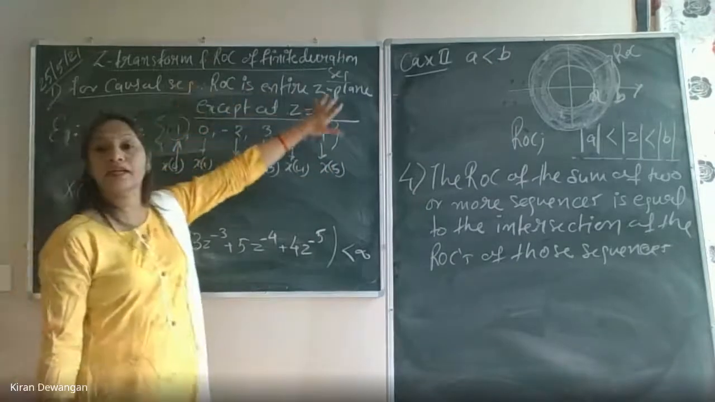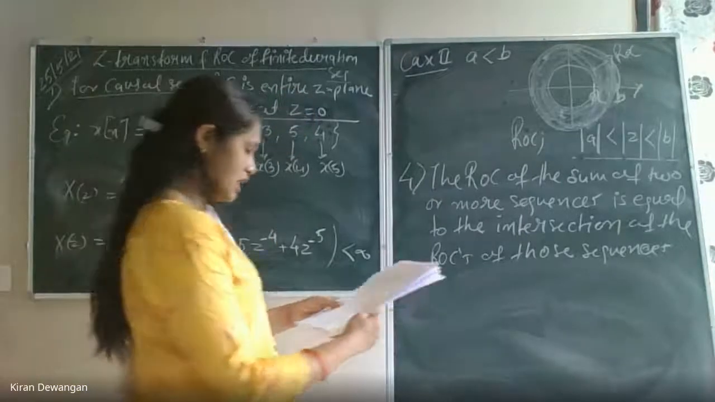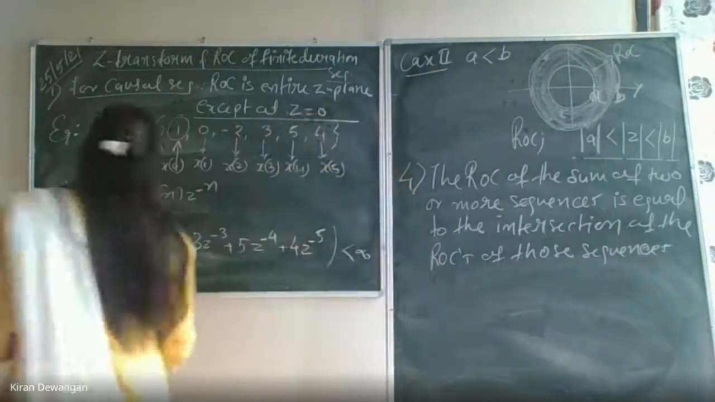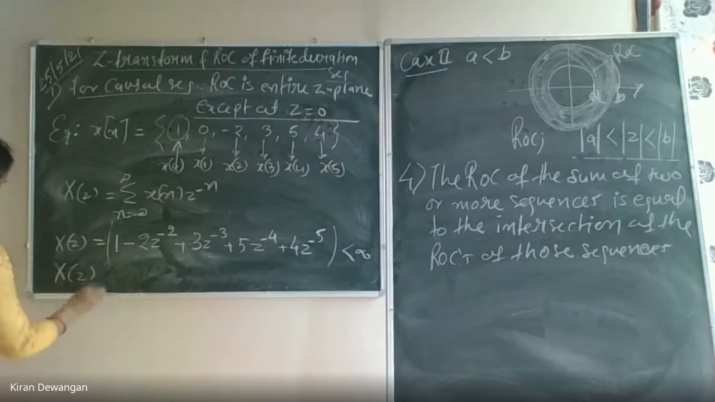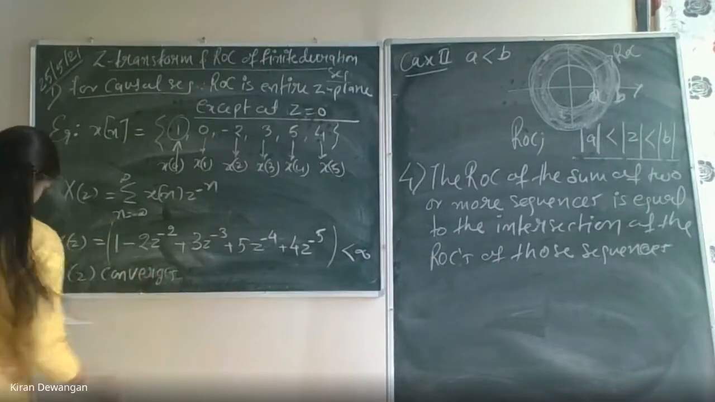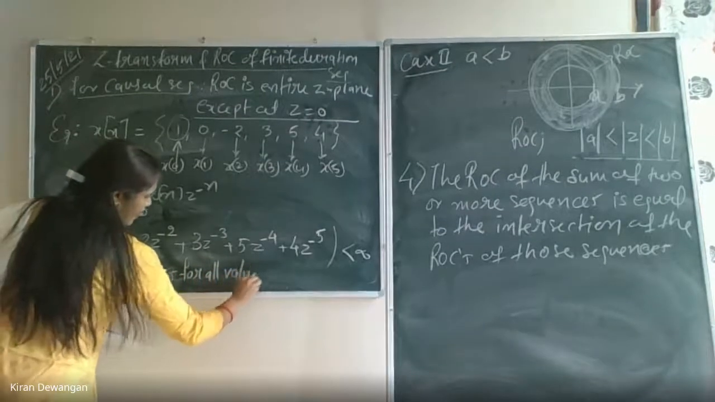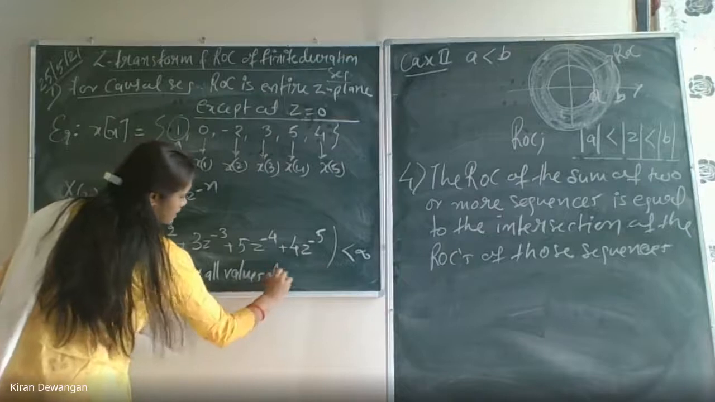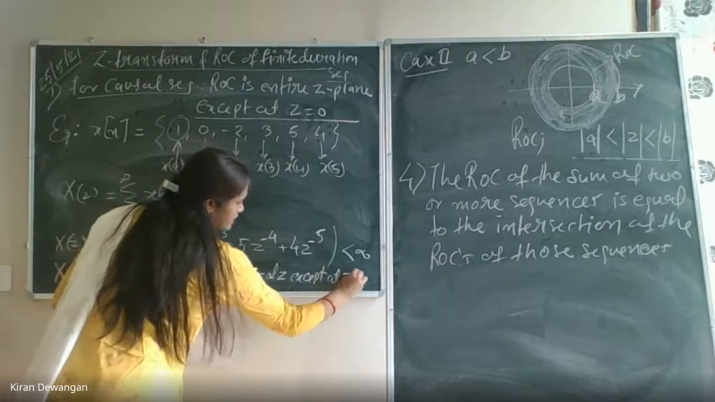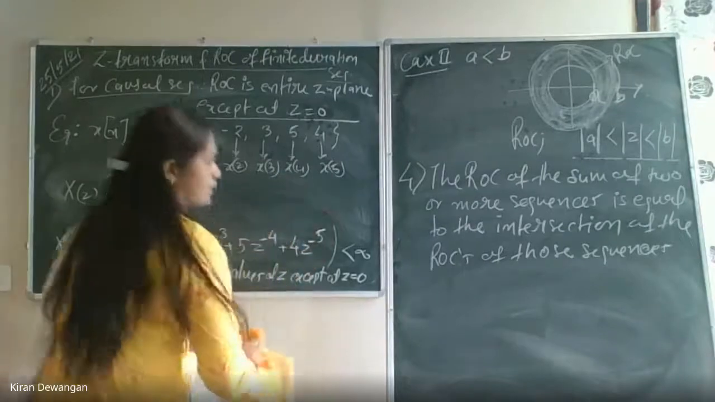That is, ROC is the entire z plane, completely z plane except at z equals to 0 for any causal sequence. X of z is having all the values. We can write it here. X of z converges for all values of z except at z equals to 0. ठीक है? So that is the only condition for x of z to converge.